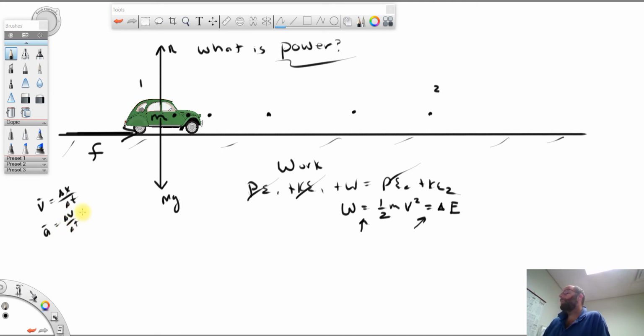Well, power is another rate of change. Power is the rate that your energy changes. It's actually defined basically 2 different ways. All right, so let me write this down. Power is defined as, I'll write them both down. First way, rate that work is done.